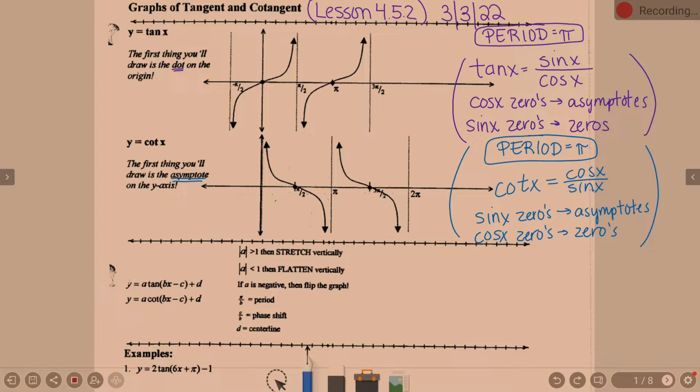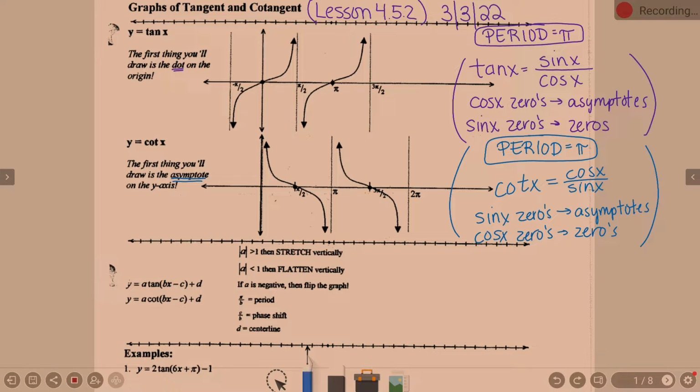Whereas if the a value out front is a number less than 1, so basically something between 0 and 1, it's going to flatten it. That means it's going to stay closer to the x-axis along the way. So I'll help you explain the difference between those and how you show that. If a is negative, there's still going to be a reflection. That part hasn't changed. When you reflect a cotangent curve, it's basically going to look like a tangent curve. Okay?